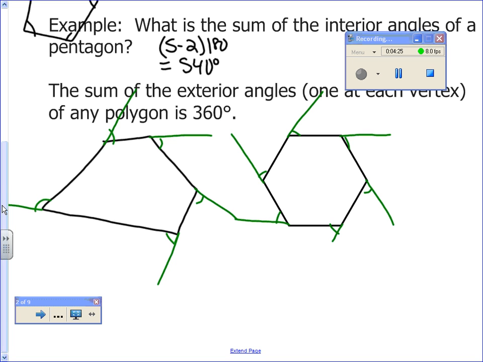If you had a 20-sided figure, all of the exterior angles would add up to 360. There's one exterior angle at each vertex. Does that make sense? Right here. Does that make sense?